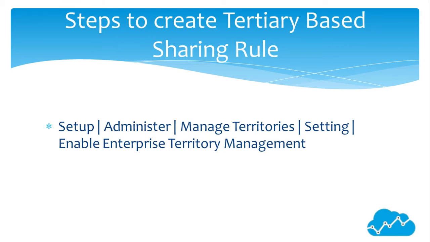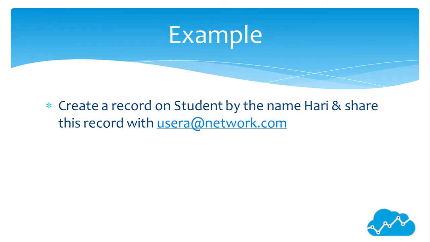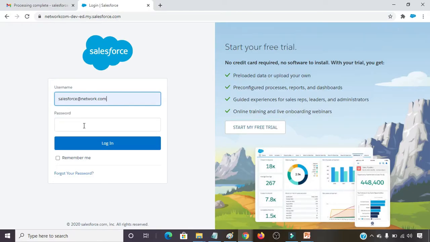Steps to create a territory-based sharing rule: Setup, Administer, Manage Territories, Settings, Enable Enterprise Territory Management. For example, create a record on a student by the name Hari and share this record with user A at network.com. So coming back to our practical session, first we need to log in.